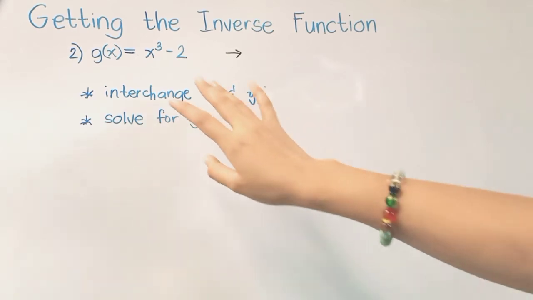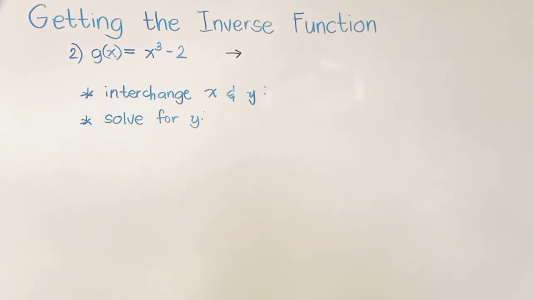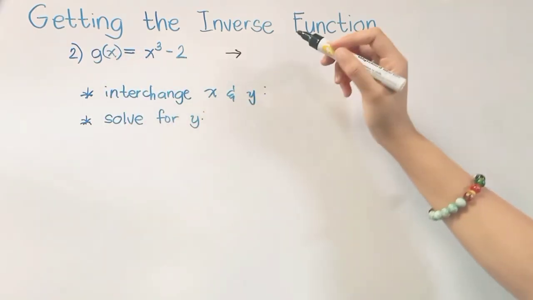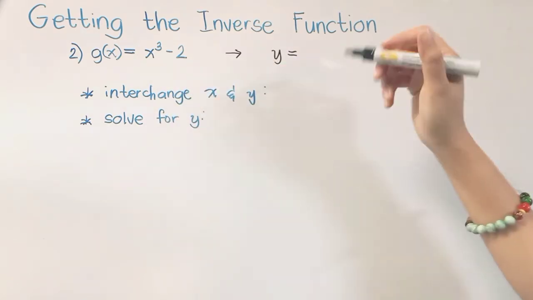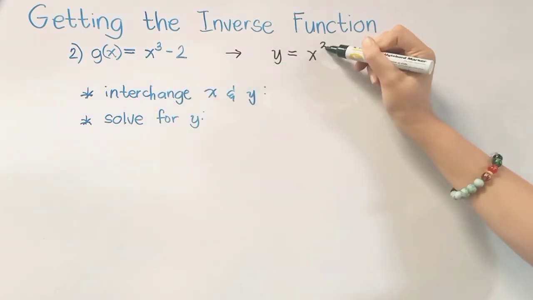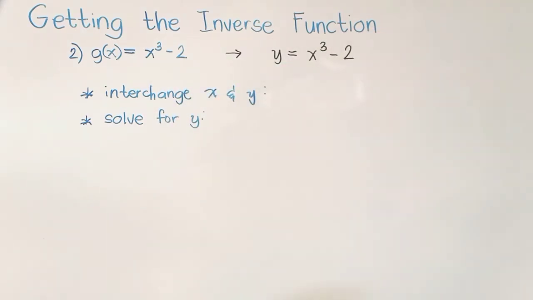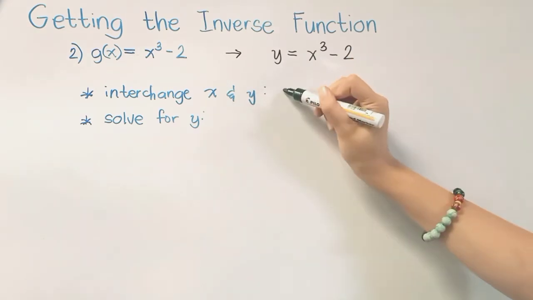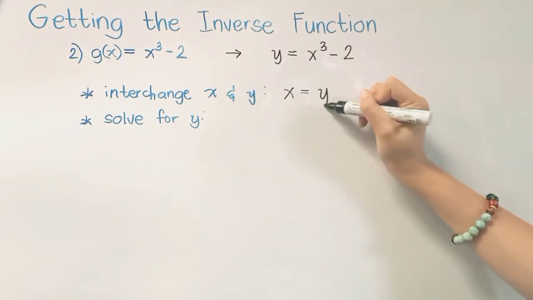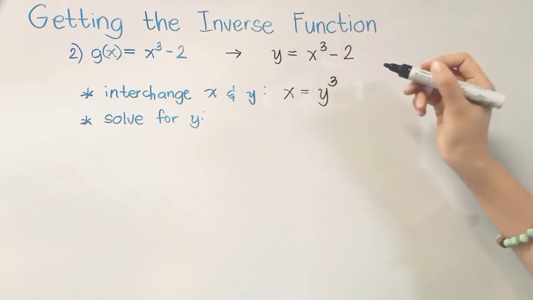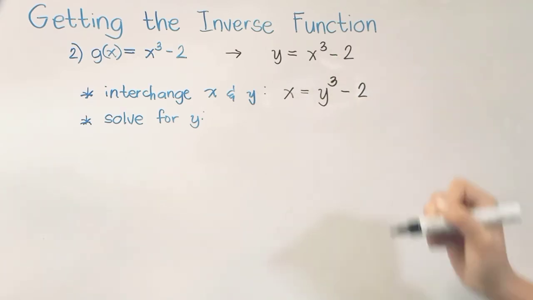Now for our second example, we have here g of x is equal to x cubed minus 2. Again, our first step is to replace g of x with y, and then we will just copy the rest of the given. So we have here y is equal to x cubed minus 2. Our first step again is to interchange x and y. So y will become x and then this x will become y, and then just copy cube and then minus 2.